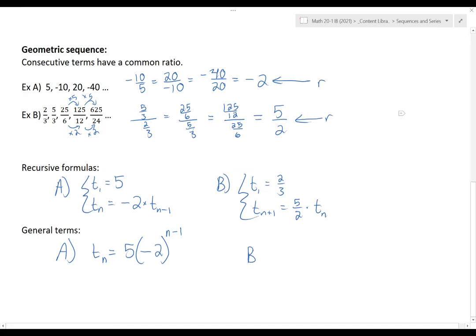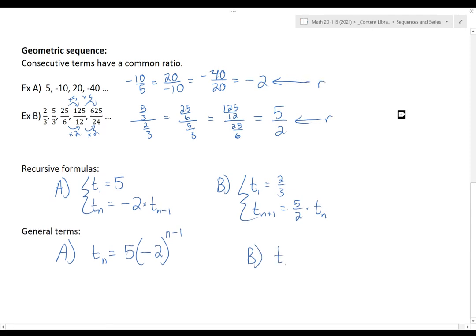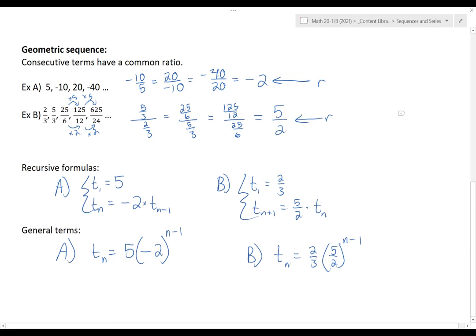In the second example, again, we start with our first term, which is 2/3. The common ratio is the base of the exponent, and the exponent is n minus 1. And those are the general terms for these geometric sequences.